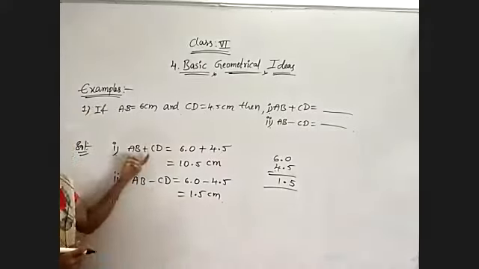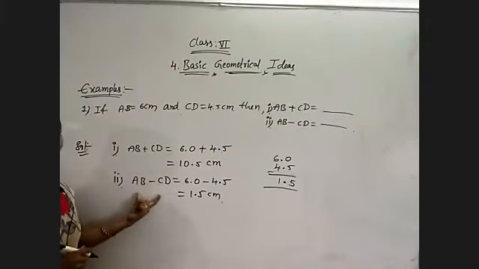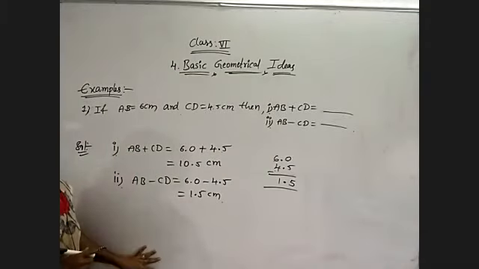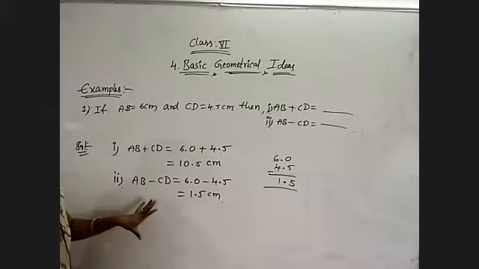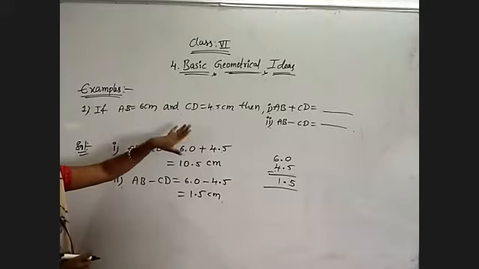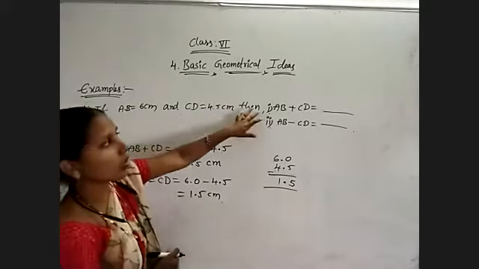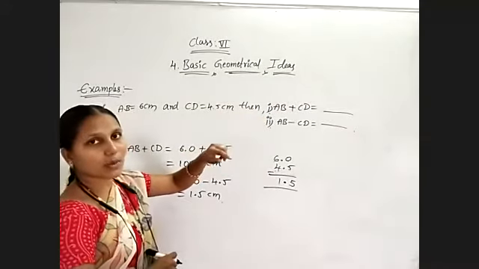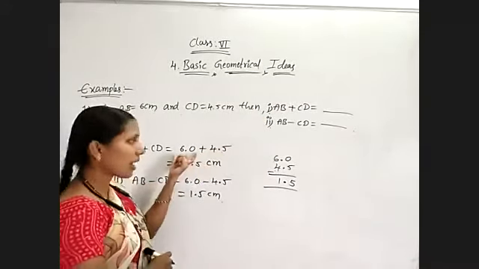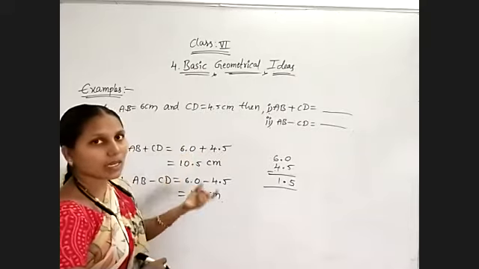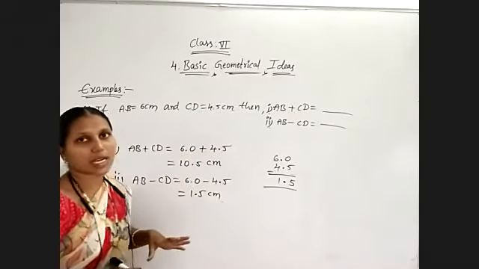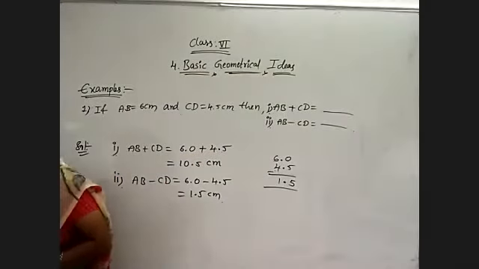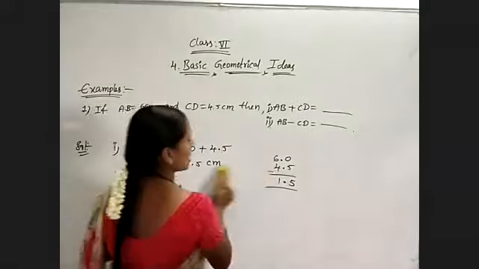So this is the sum of those two line segments, and this is the difference between those two. Understand? Like this we need to perform when the measures of line segments are given and we are asked to find their sum, difference or product. Product means multiplication. We can multiply these two numbers also, multiplication or division, whatever they may ask. Now coming to the next type of question.